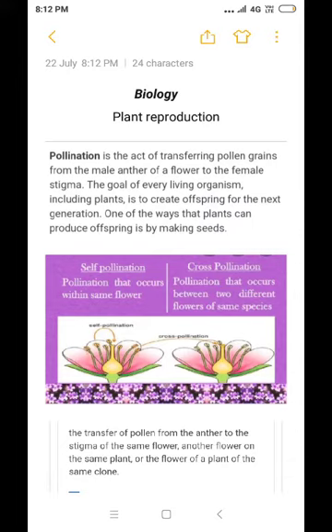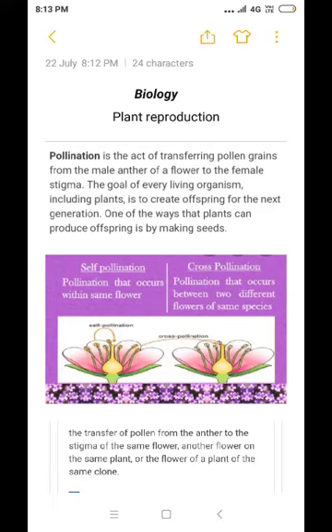So let's begin. Plant reproduction is based on three things: pollination, fertilization, and formation of seeds. So first we will explain pollination, which is the first step. Pollination is the act of transferring pollen grains from the male anther of a flower to the female stigma.